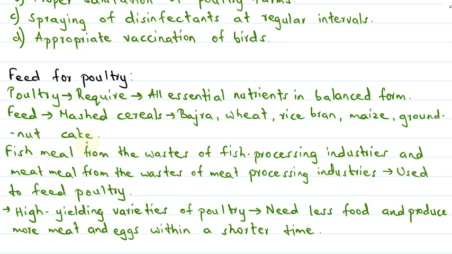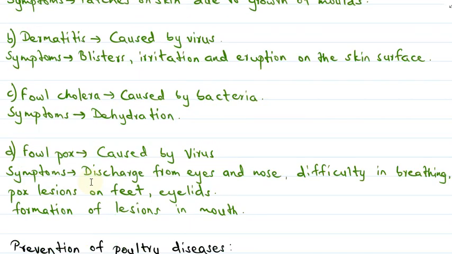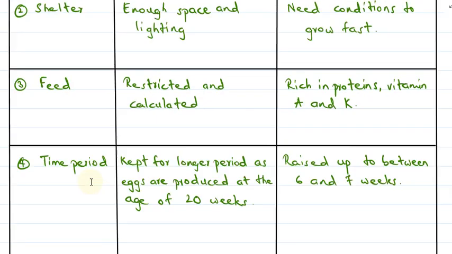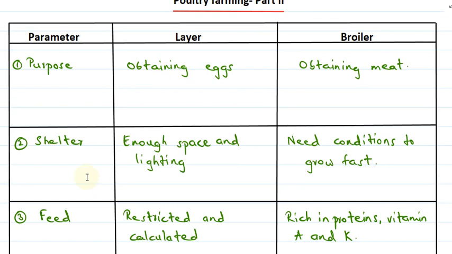Okay, so now let's quickly revise everything that we have covered today in this section, that is part 2 of poultry farming. So first we discussed the difference between layer and broiler. Okay, so the first parameter that we considered was the purpose. So the purpose of layer is to obtain eggs, whereas the purpose of broiler is to obtain meat. Then what is the shelter requirement of these two? So the layer requires enough space and lighting, whereas the broiler needs specific conditions to grow fast.